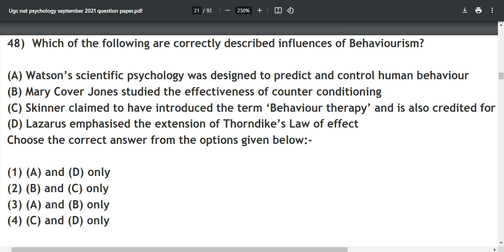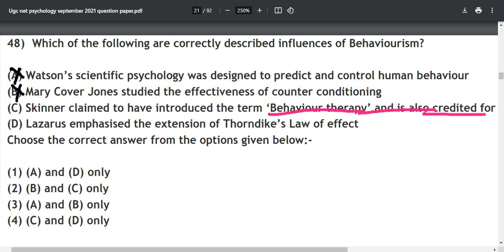Okay, now what is happening? Watson's scientific psychology was designed to predict and control human behavior. We don't know what that is. Mary Cover Jones studied the effectiveness of counter conditioning. We don't know if we had not read the book. Okay, now Skinner claimed to have introduced the term behavior therapy and is also credited for it.